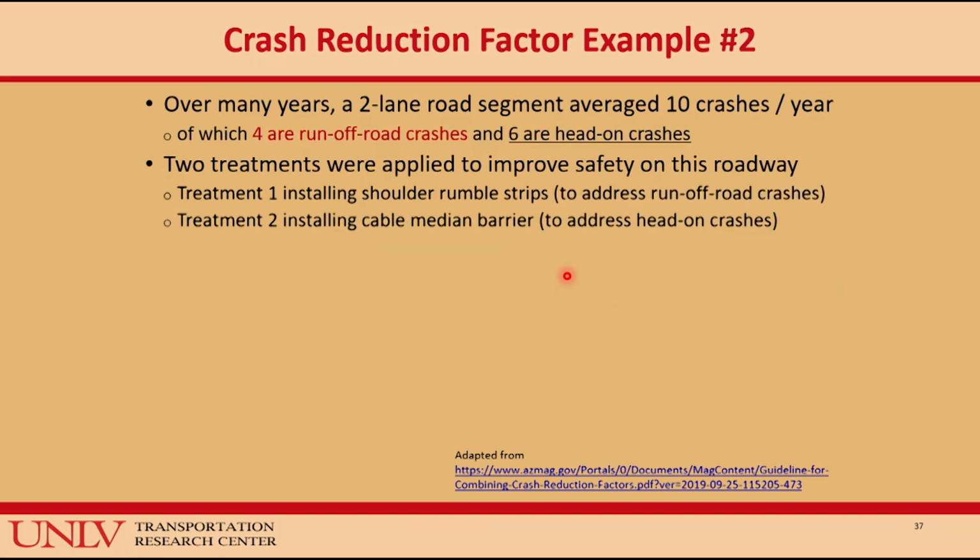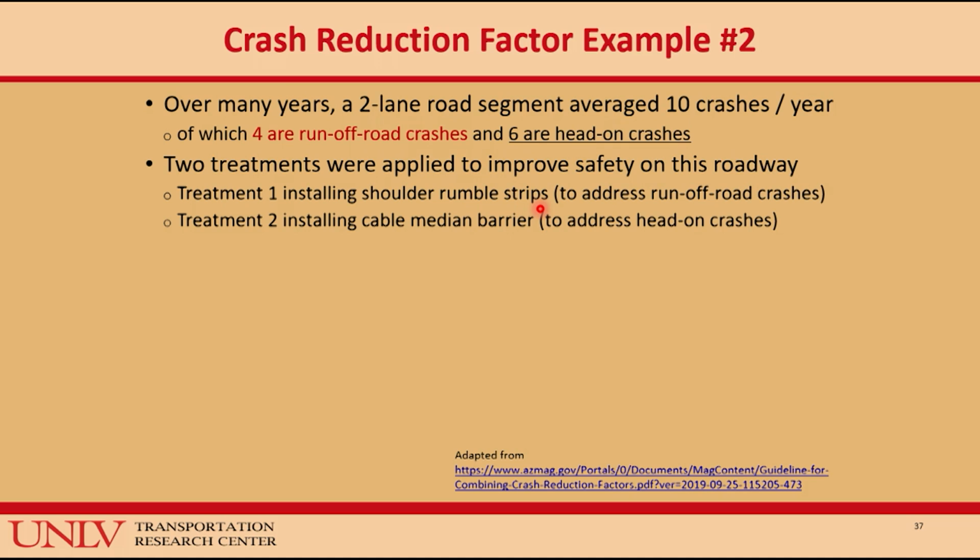Another example, same, we have the 10 crashes per year, but here are more specifics of the types of crashes. 4 were run off the road crashes and 6 were head on. 4, the vehicle just left the roadway. 6, you had a head on collision. So the countermeasures were shoulder rumble strip and cable median barrier.